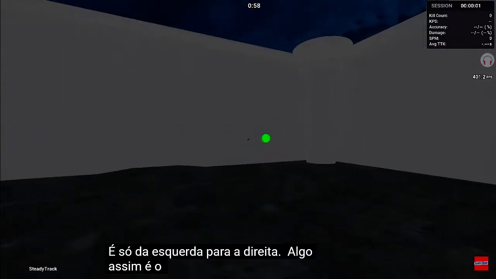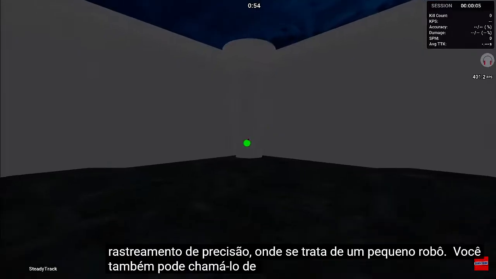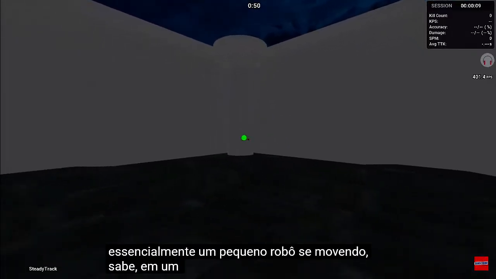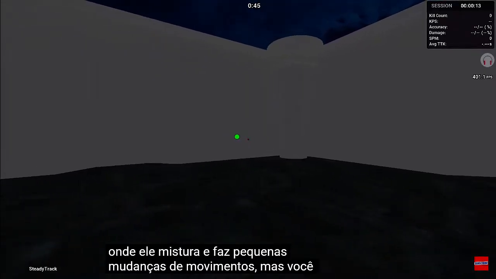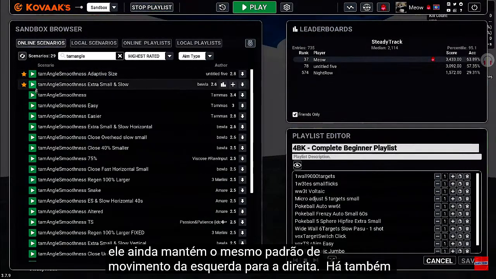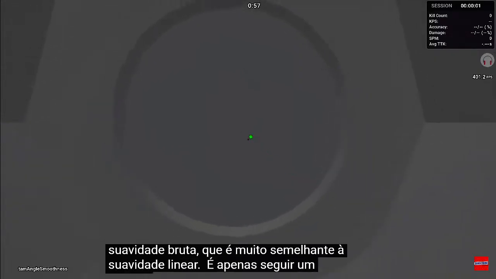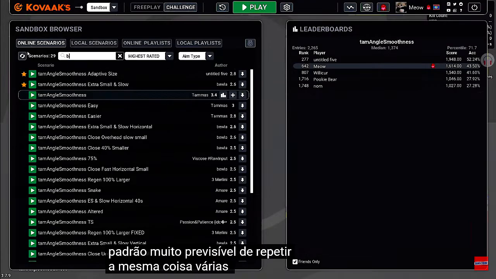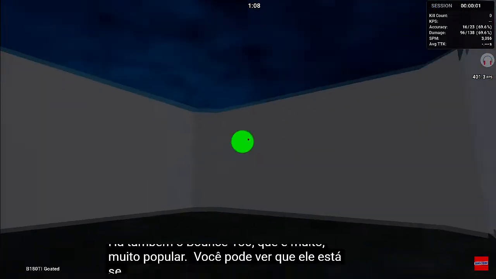Something like this is what we'd call precision tracking, where it's a small bot. You can also call it air or evasive. It's essentially a small bot moving in a little bit more finicky pattern where it's mixing up and doing slight changes of movements, but you can see it's still keeping the same pattern of moving left to right. There's also raw smoothness, which is very similar to linear smoothness. It's just doing a very predictable pattern, repeating the same thing over and over again. There's also bounce 180, which is very, very popular. You can see it's just moving very, very easily.